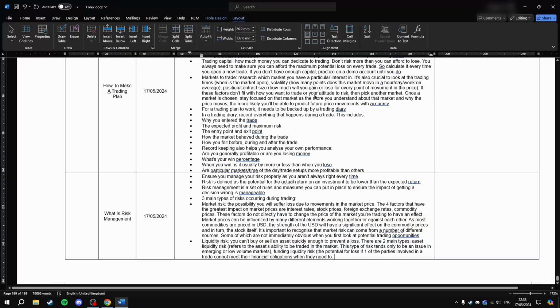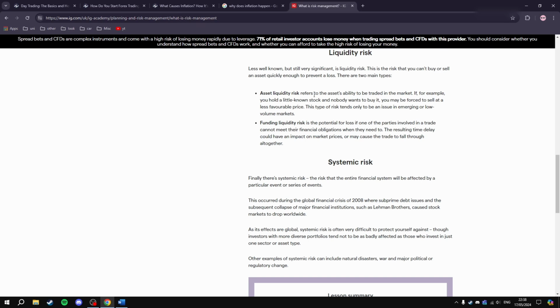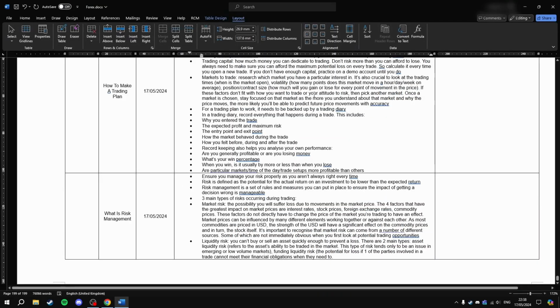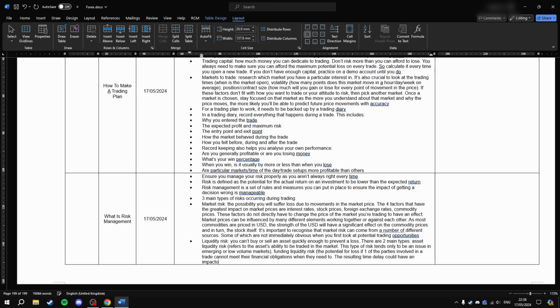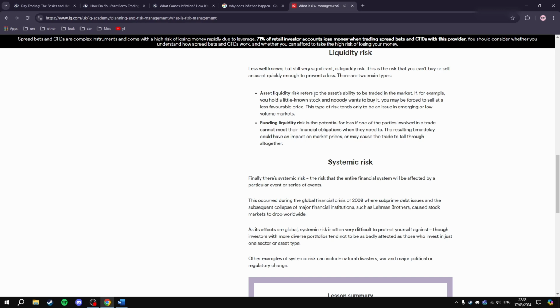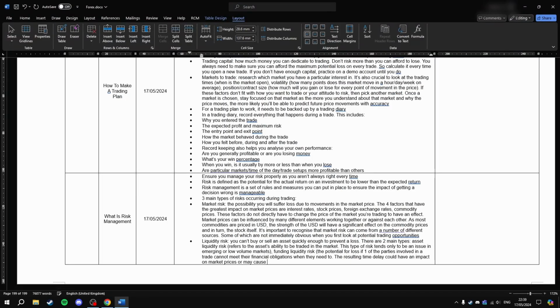One of the parties on a trade cannot meet their financial obligations when they need to. The resulting time delay could have an impact on market prices, or may cause the trade to fall through altogether. So the trade won't even happen, basically.